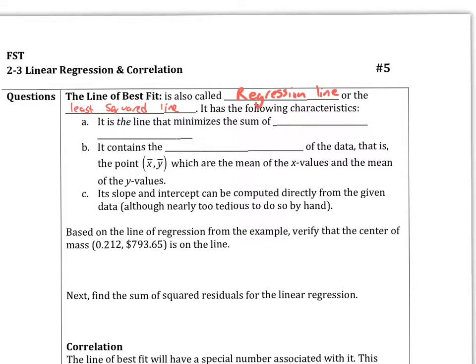All right, so let's look at three characteristics that are true about the best trend line. It is the line that minimizes the sum of squared residuals. Next, this line of best fit contains the center of mass of the data. That is called the point x bar, y bar, and of course we know that means average, the mean of the x's and the mean of the y's. So add up all the x's and divide by however many there are, add up all the y's and divide, and that will be the center of mass.